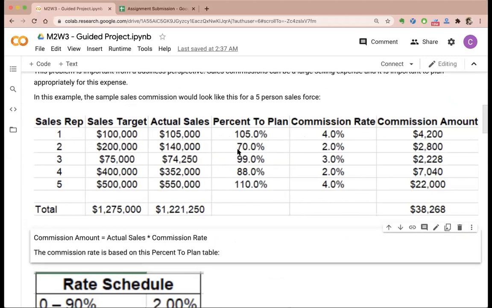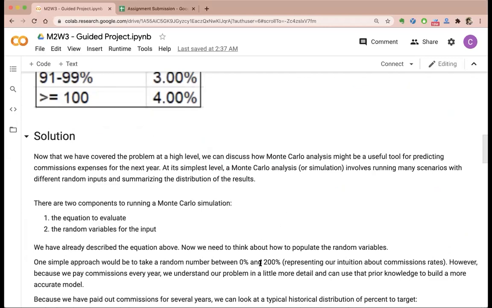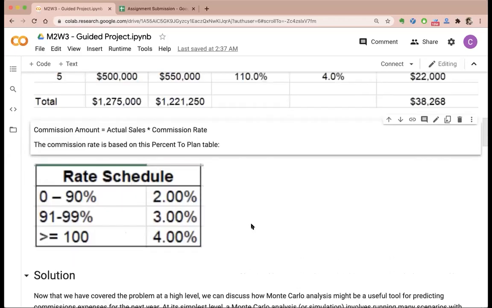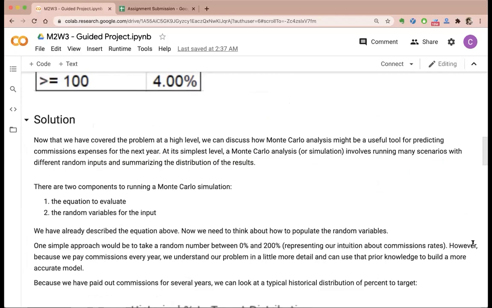So let's say 60% to 150%, that is also a good estimate, or 50 to 100. But 0 to 200 seems to be fair, because some people will not achieve anything at all. So this is the type of random variables that you can generate for percentage to plan. However, because we pay commissions every year, we understand our problem in more detail, and we can use that prior knowledge to build a more accurate model.